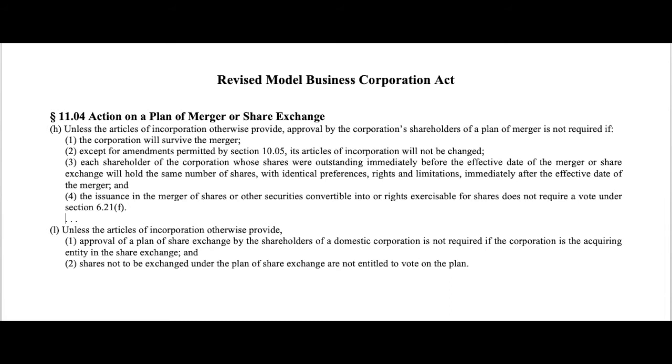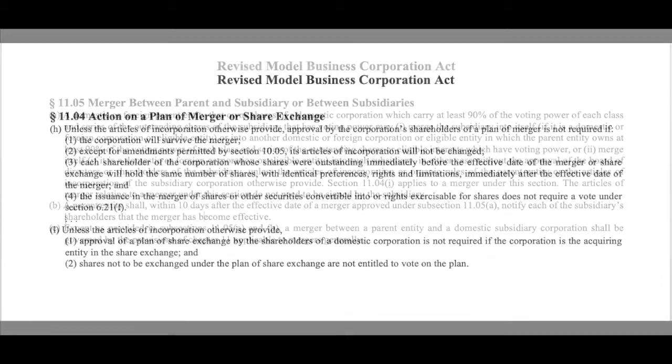So first of all, under section 11.04H, we're told that a corporation's shareholders don't get to vote on a plan of merger if their corporation will survive the merger. And there are some other little qualifications there, but basically that's the idea. In a simple merger in which one of the firms is simply merged into the other, and that acquiring firm continues as a surviving entity without meaningful change, then its shareholders don't get to vote. Likewise, 11.04L tells us that in share exchanges, the shareholders of the acquiring firm don't get to vote.